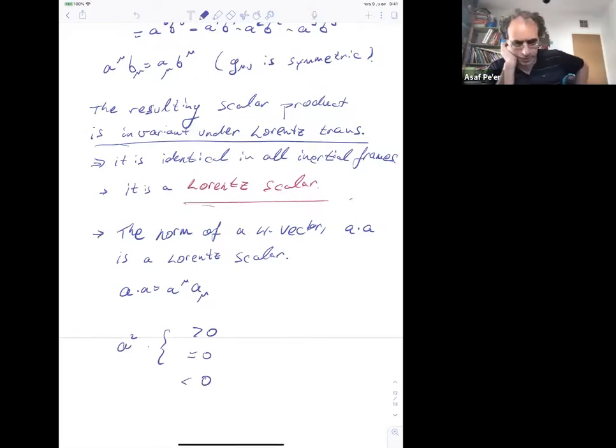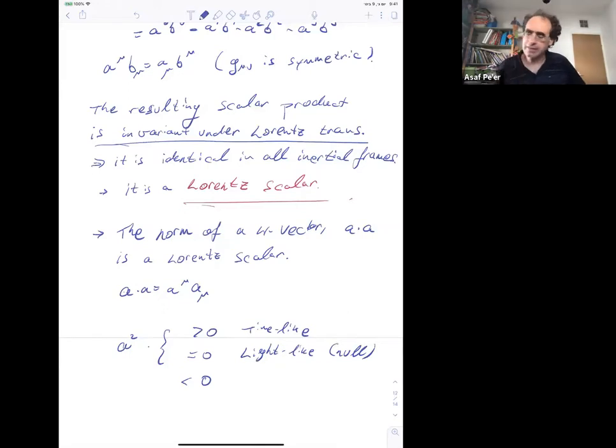If it is greater than 0, that means that the time component is larger than the space component. Then we call it time-like. If it's equal to 0, then we call it light-like or null. And if it's smaller than 0, we call it space-like.